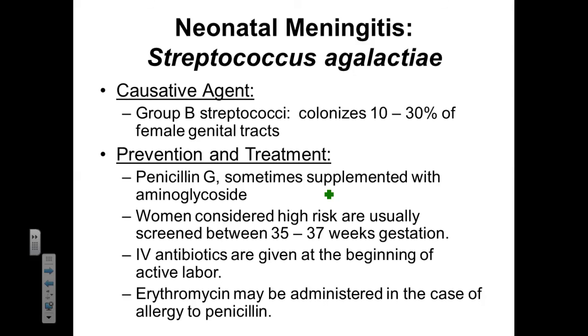To treat this form of Streptococcus that causes meningitis, we'll use penicillin G and sometimes supplement it with an aminoglycoside-based chemotherapeutic regimen. If a woman is considered high risk, they are going to be screened between 35 and 37 weeks of gestation. IV antibiotics can be given at the beginning of active labor and at the beginning of pre-labor to help reduce the risk of transmission from mom to baby. Erythromycin can also be administered in cases where the woman is allergic to penicillin.